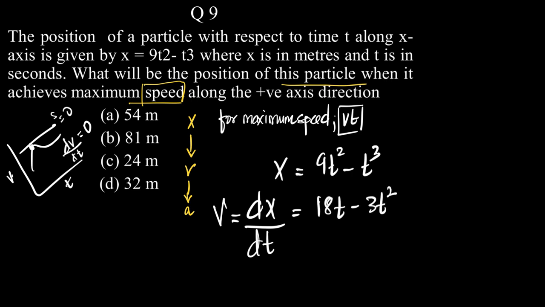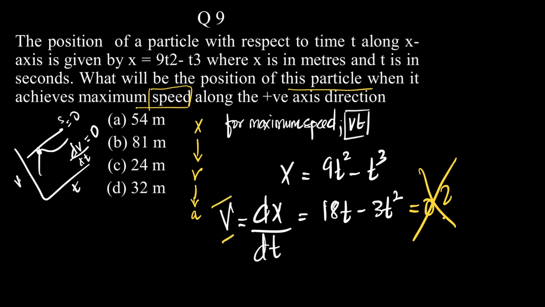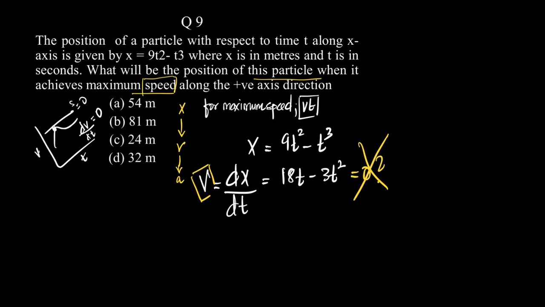Now, can you equate this as zero? No, you can't do this. Why can't you do this? Because it is only the velocity relation we have obtained. Now we need to find out the time rate of this, which means dv by dt is what we need to find out.